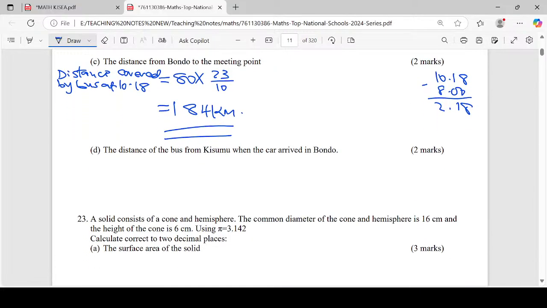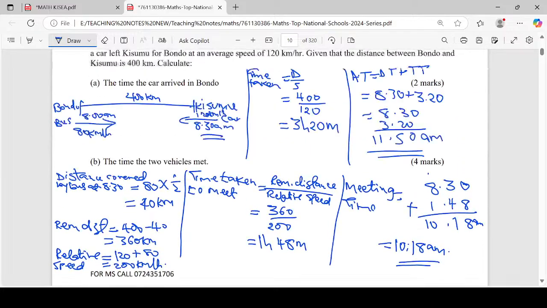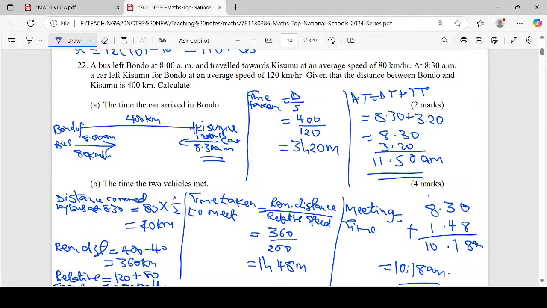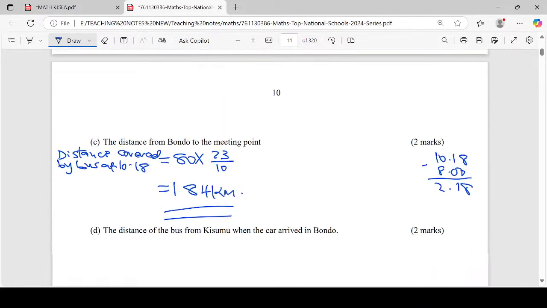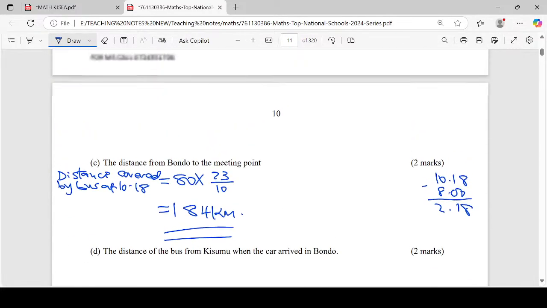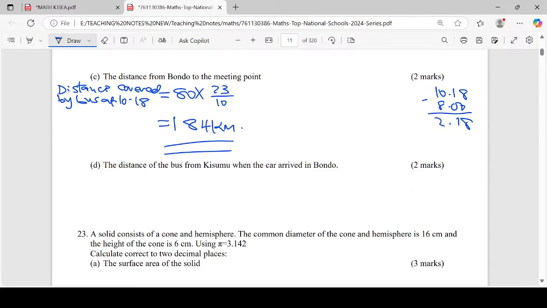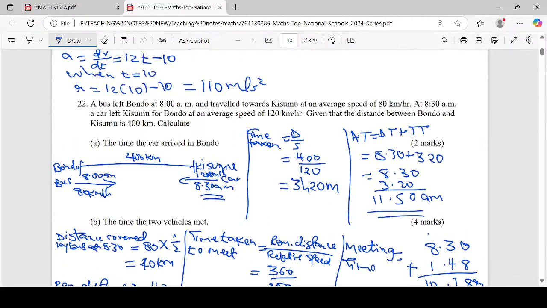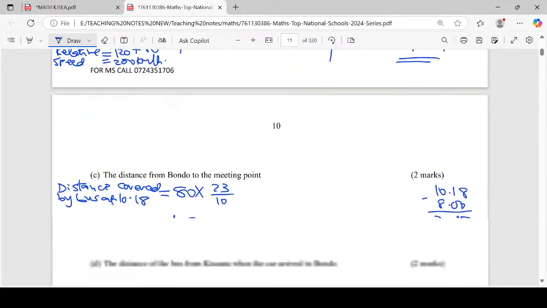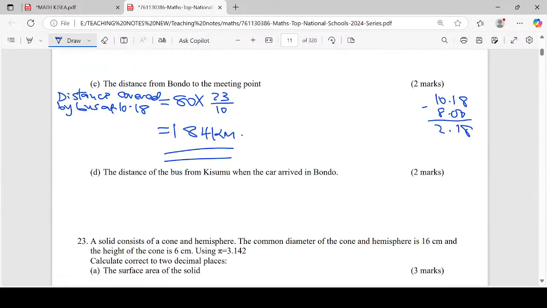The distance of the bus from Kisumu when the car arrived in Bondo. Remember, the car arrived in Bondo at 11:50. So when they say the distance of the bus from Kisumu when the car arrived in Bondo, let's first get the distance of the bus at the arrival time of the car to Bondo, 11:50.